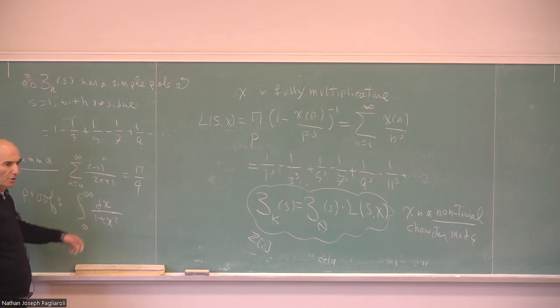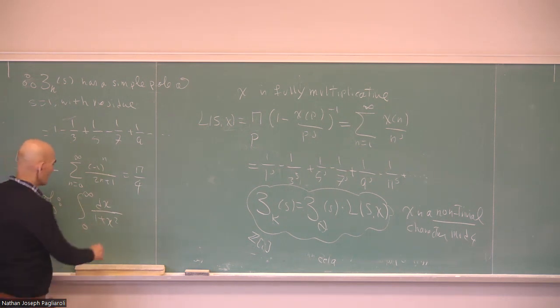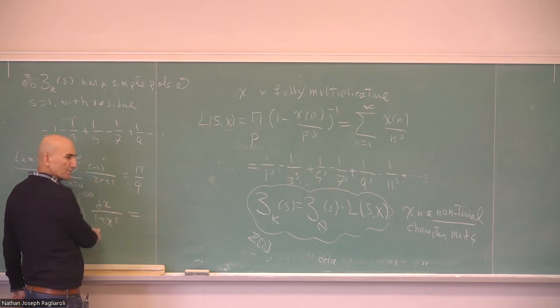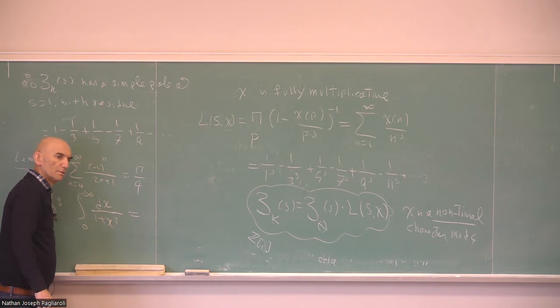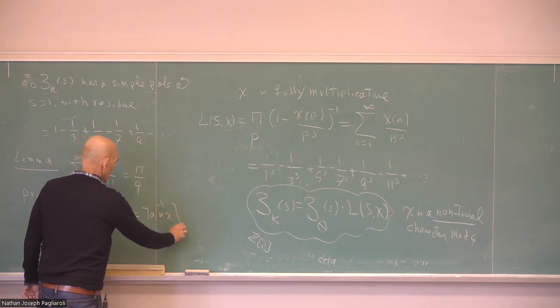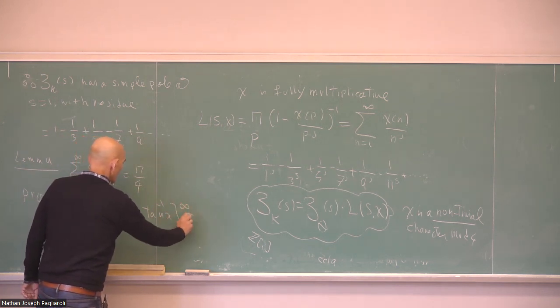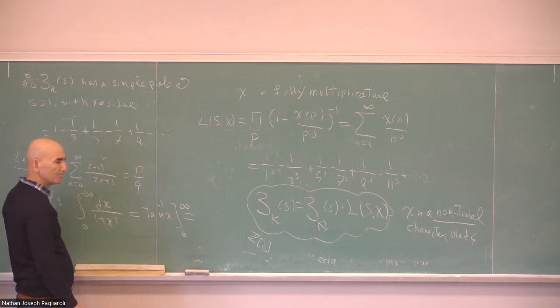What's that integral? Well, this is calculus. You're TAing a calculus course perhaps right now, so you have no excuse. You have to know this. So what is the antiderivative of 1 over 1 plus x squared, guys? Tan inverse of x, arctan, yeah, from 0 to infinity. So what is tan inverse of infinity? Pi over 2.